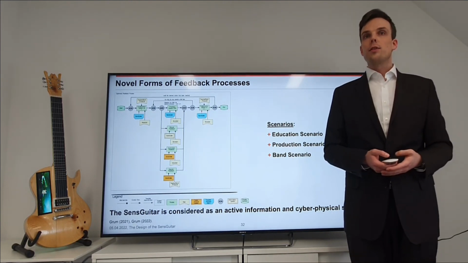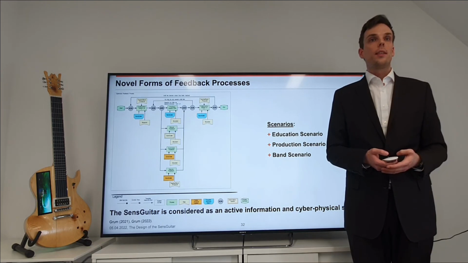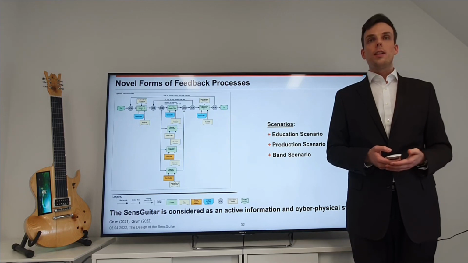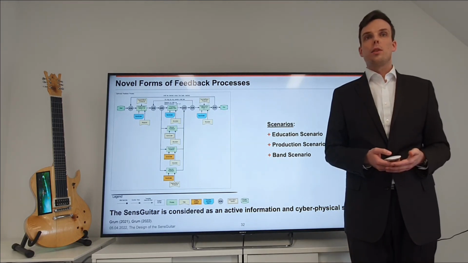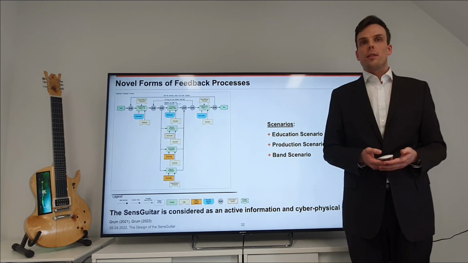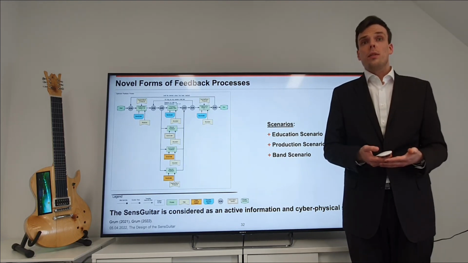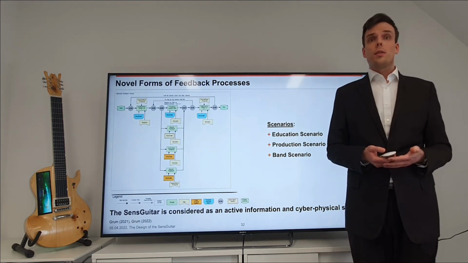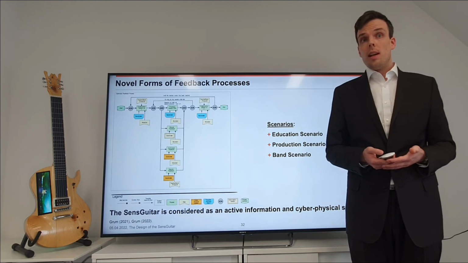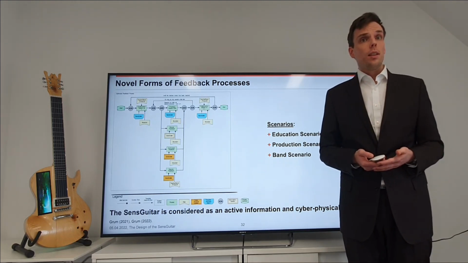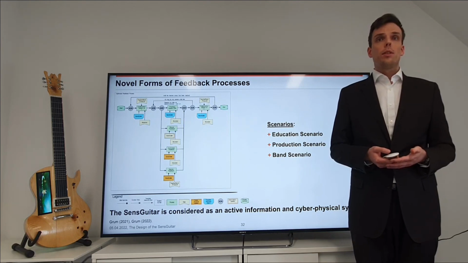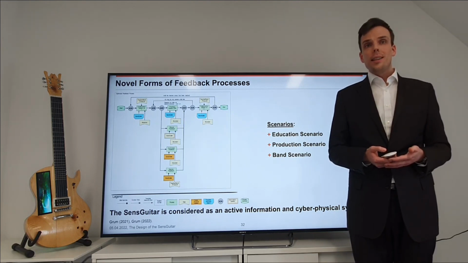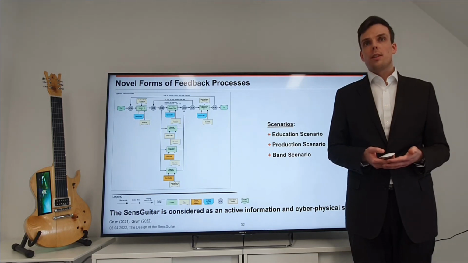Having faced three kinds of traditional knowledge transfer situations in guitar context, one can recognize the following. Traditionally, the guitar is considered as passive, tangible resource object only. Because of the novel process design, the musician is supported by the SensGuitar because it is considered as active IT system and cyber-physical system in addition to its tangible resource function. At least this accounts for the three scenarios addressed and the standard electric guitar considered.